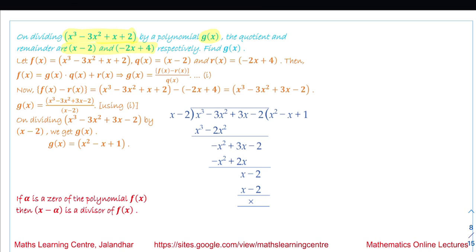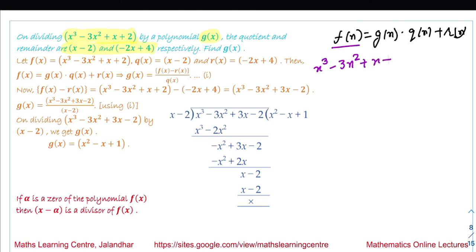So we are saying if we apply the division algorithm over here, then f(x) should be equal to g(x) into q(x) plus r(x). So if we substitute these values over here, what we get is that this f(x) is x cube minus 3x square plus x plus 2.